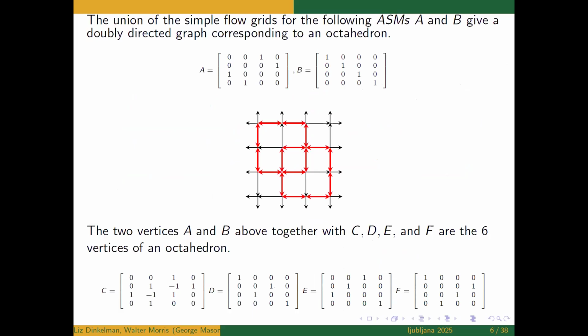Now, these 2 matrices, A and B, are simple flow grids combined to make this elementary flow grid. This is the smallest face containing these 2 vertices, and it is an octahedron. Notice there are 3 doubly directed regions, and as in the work that Jessica did, we know that this face is going to be 3-dimensional.